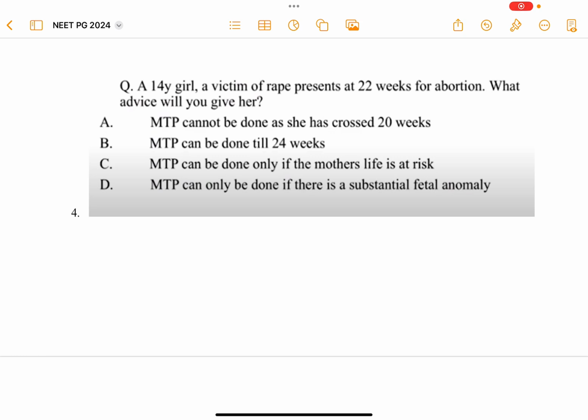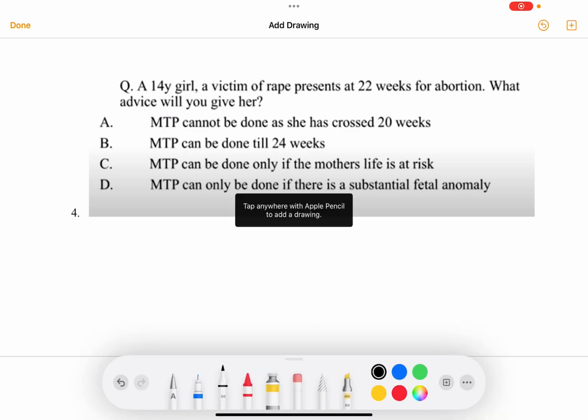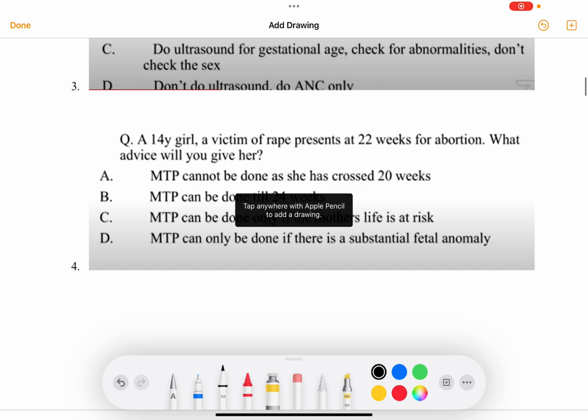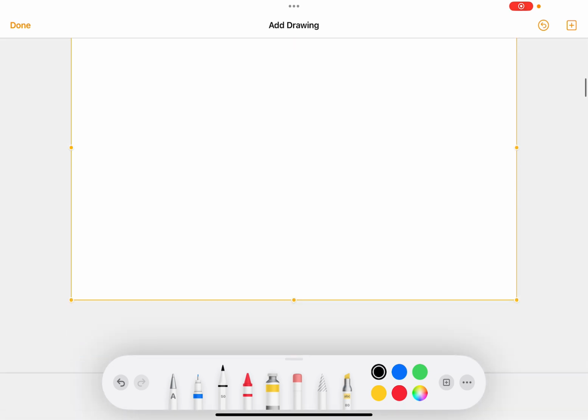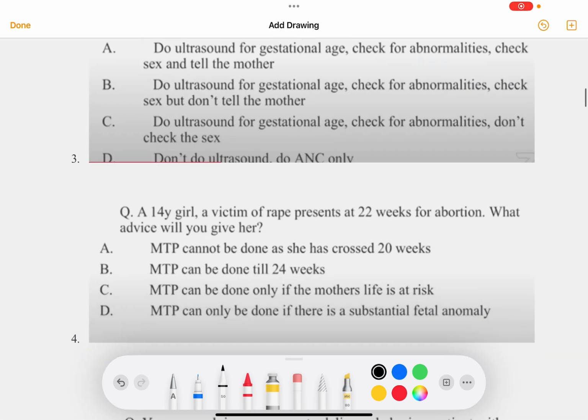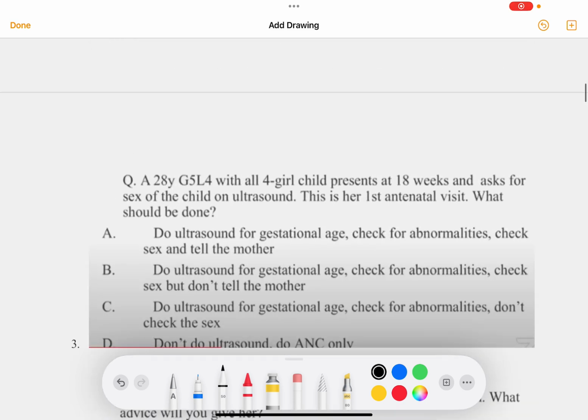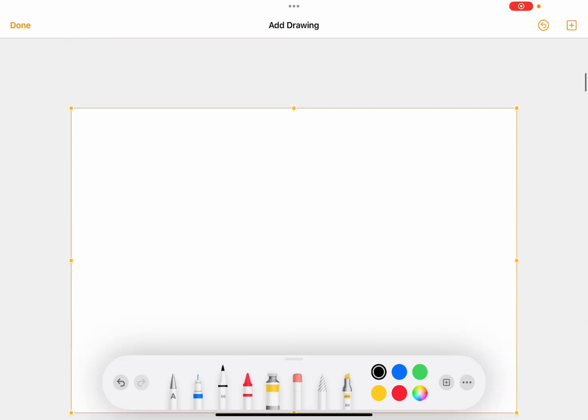So the MTP Act has already been amended. This patient has presented to us at 22 weeks period of gestation. At 22 weeks, you should remember that the upper limit of MTP has been increased to 24 weeks.